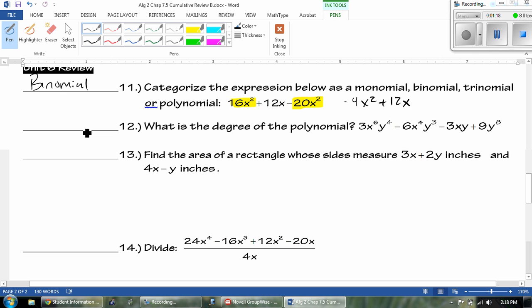All right, number 12. What is the degree of the polynomial? So when we're looking at degree, I look through and I add the exponents, okay? So my first term was 10, my second term is 7, my third term is 2, and that last guy is 8. Now, if I had to categorize it, this would be a polynomial, but all it's asking for is the degree. And the degree, the highest number, is 10.